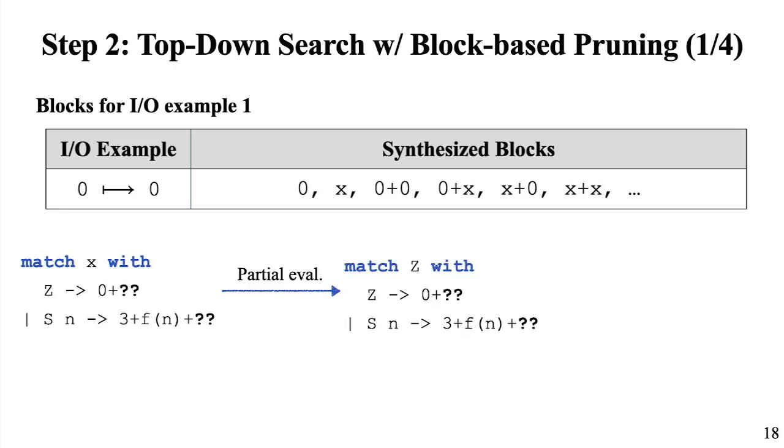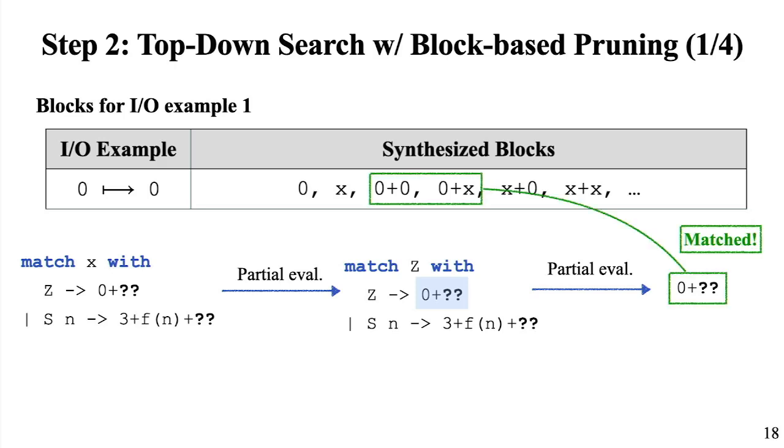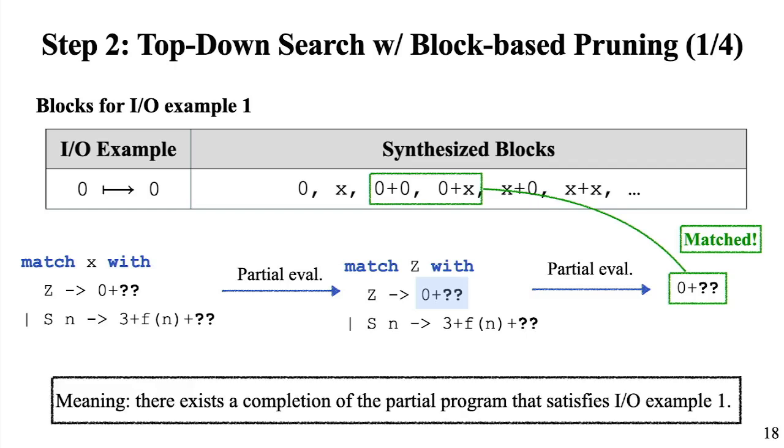For example, after one step of partial evaluation, the parameter x could be replaced by z here because the input example is 0. Because the scrutinee has been fixed, we can take the first branch. After another step, we obtain this partial expression. Then we search for blocks that can be matched with this partial expression by properly filling in the hole. 0 plus 0 or 0 plus x are such blocks that can be matched. The meaning of this is there exists a completion of the partial program candidate satisfying the first I/O example.